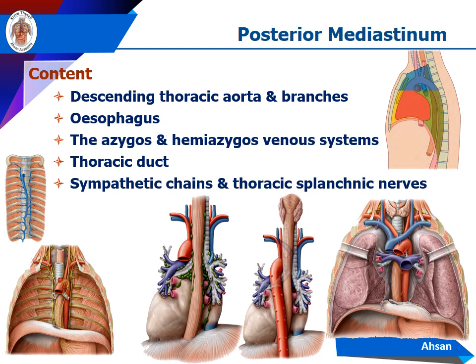The sympathetic chain and thoracic splanchnic nerves are also close to the posterior thoracic wall. A vagus nerve descends on either side, and lymph nodes are present all over, especially accumulating near the root of the lung.